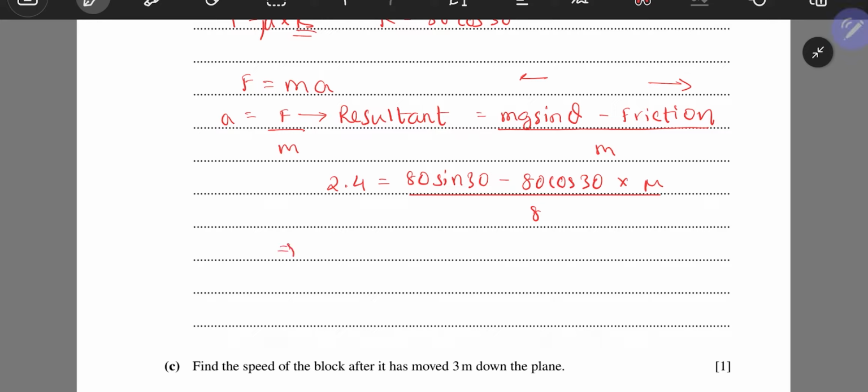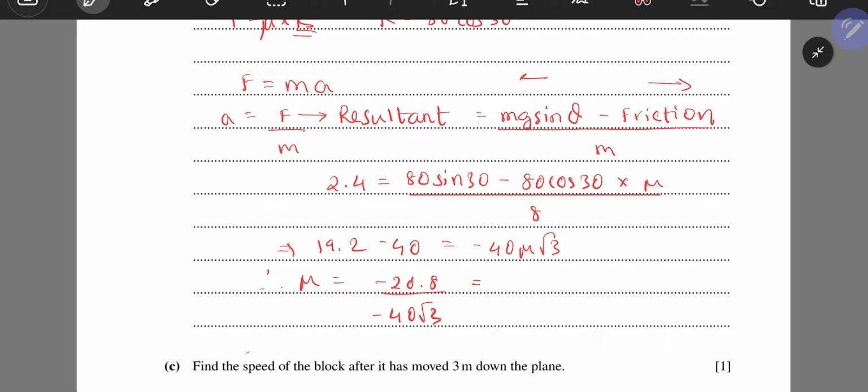So 2.4 times 8 is 19.2. 19.2 minus 80 sine 30, which is 40. So 19.2 minus 40 equals minus 80 cos 30, which is minus 40 mu root 3. So mu is equal to 19.2 minus 40, so minus 20.8 divided by minus 40 root 3.